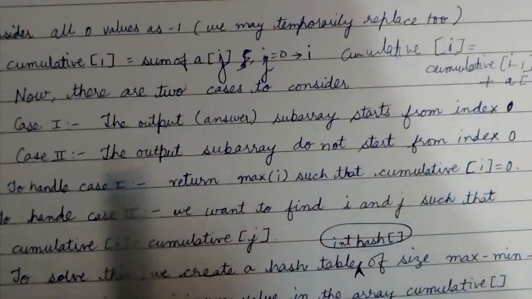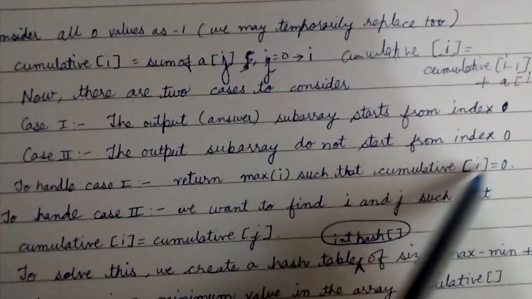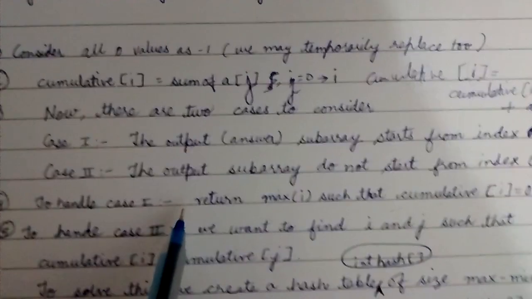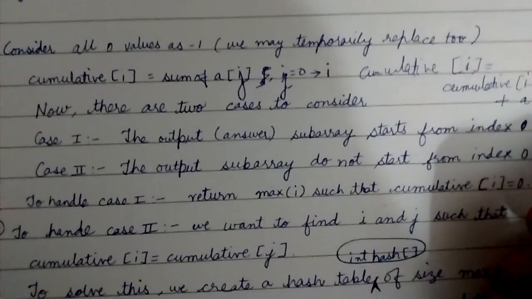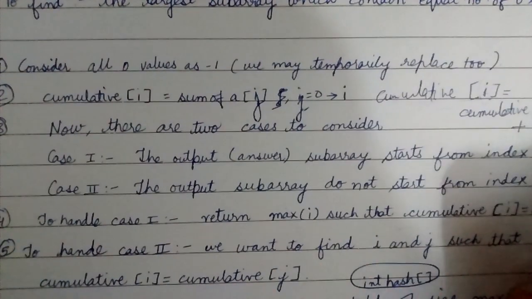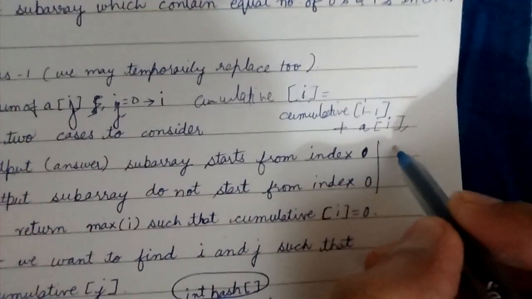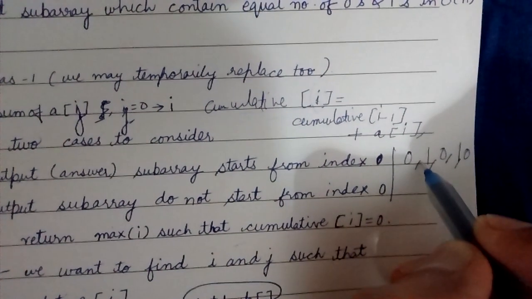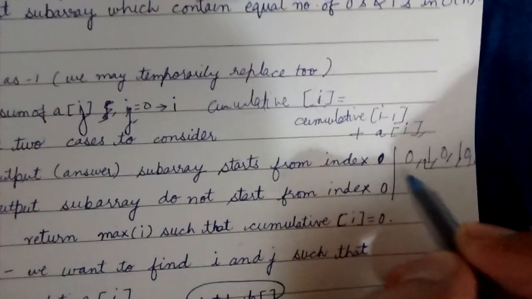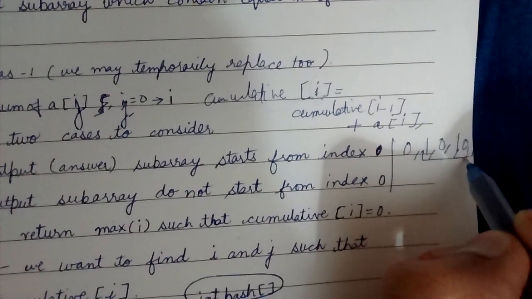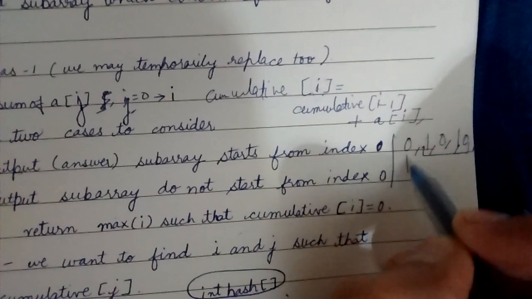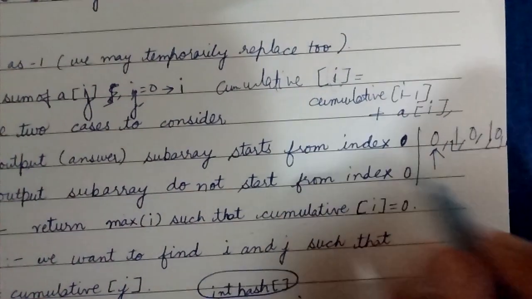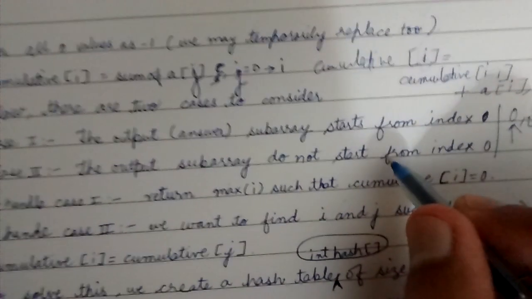The output, that is the answer subarray, either starts from index 0, or does not start from index 0. Let us try to understand what these two subcases mean. Let us say the array is 0 1 0 1 0. So the answer is maybe this. In this case, the answer does not start from index 0. This is the 0th index, so this does not start from index 0. So this is case number 2.